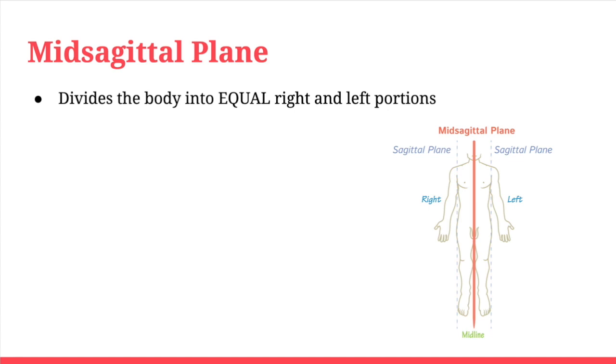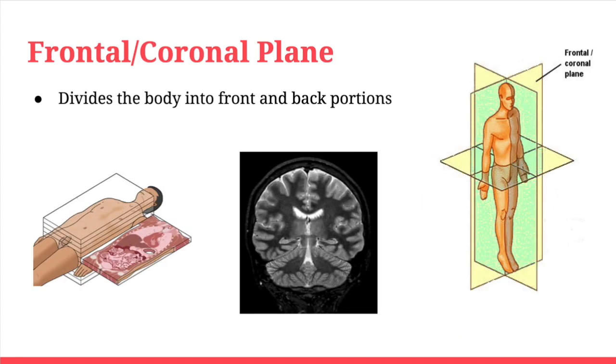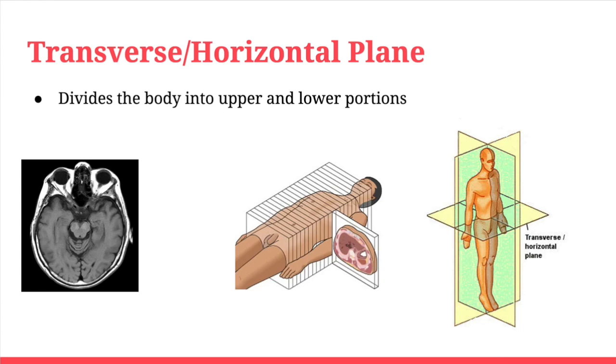Next we have the frontal or coronal plane, and that's going to divide the body into front and back portions. So you can see here, you could see kind of like through the body from the ventral side back towards the dorsal side. And then the last plane we have is called either transverse or horizontal, and that divides the body into upper and lower portions.